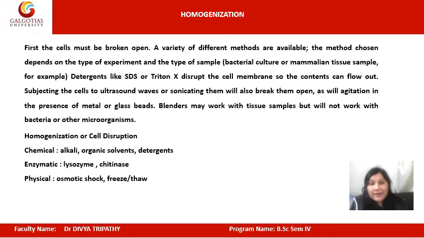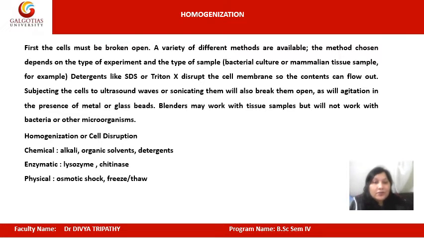as well as by agitating the cells in the presence of metal or glass plates. A blender can also be used for such a purpose with a tissue sample, but a blender cannot be used with bacteria or other microorganisms. Otherwise, the blender will break down the RNA or DNA of these bacteria or microorganisms. So, a blender should be avoided if we are working on bacterial cells or other microorganisms.